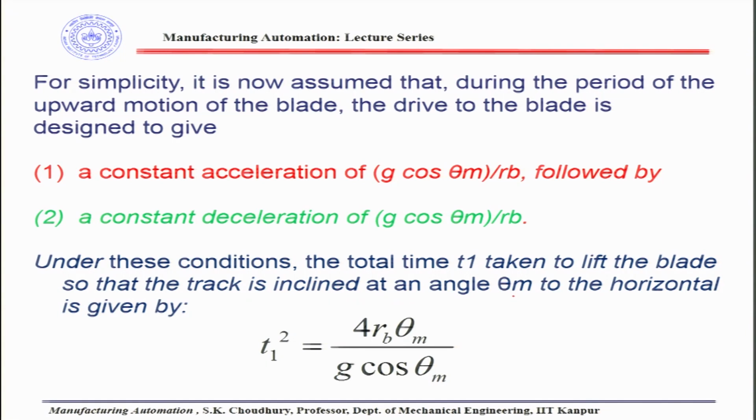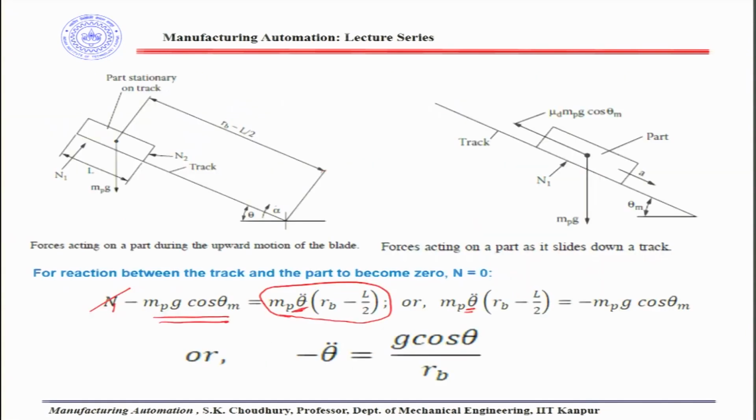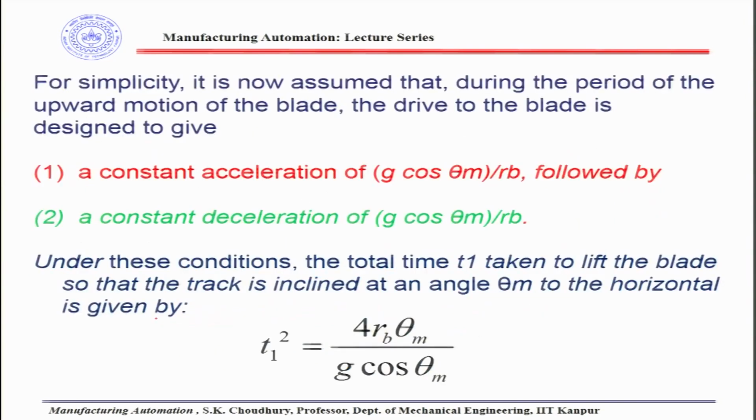Now, under these conditions, the total time t1 taken to lift the blade so that the track is inclined at an angle theta m, let us say this is the theta m, to the horizontal, is given by t1 square is equal to 4 rb theta m divided by g cos theta m. Okay, so it is coming from L equal to half a t square. So, t square is equal to 2L divided by the acceleration. So, the L here is the rb.